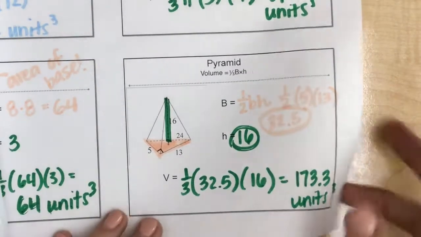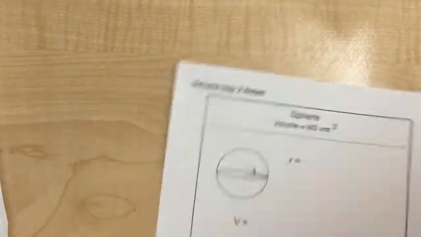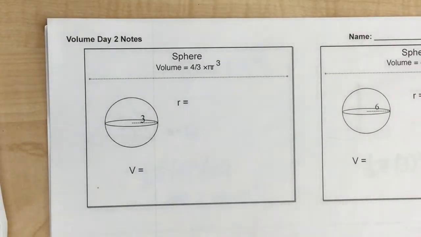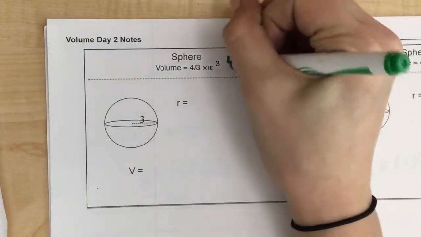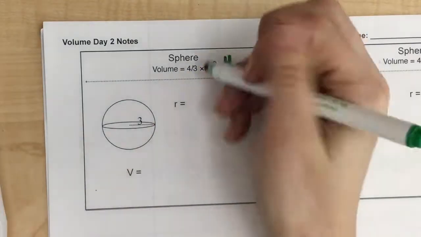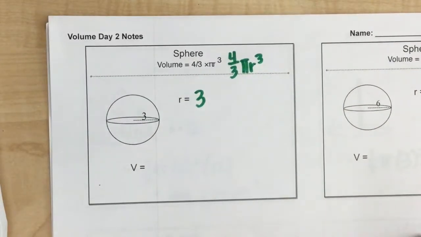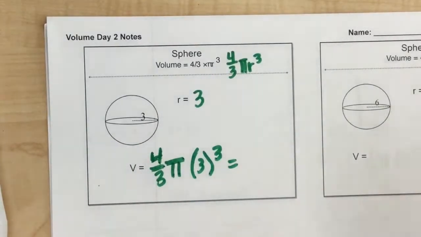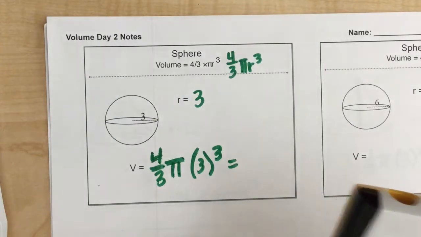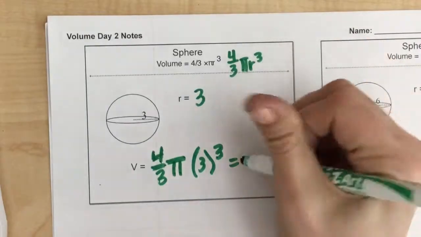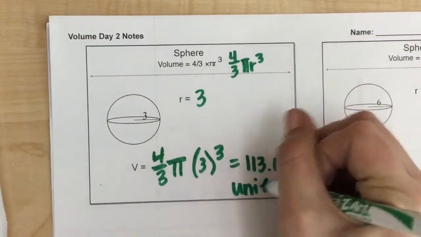Now I think this last formula might be your favorite of all of them because it is the absolute easiest because there's only one variable. So the formula for a sphere is 4/3 pi r cubed. Again, you don't need that times symbol in there. It could just be written as 4/3 pi r cubed. Looking at this, hopefully you can tell my radius is 3. So the only tricky part really is making sure you put it in your calculator correctly. So go ahead and try that. I got about 113.1 units cubed.